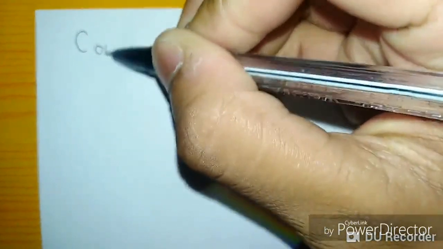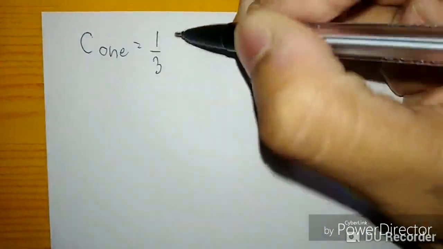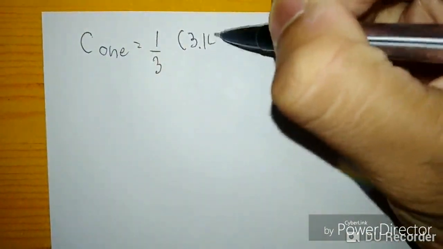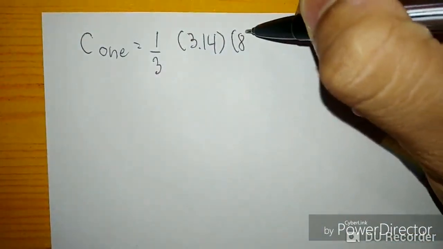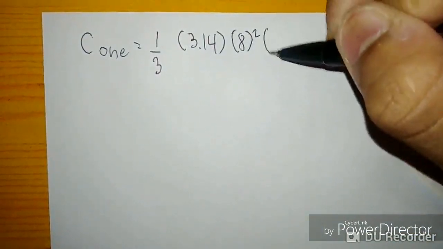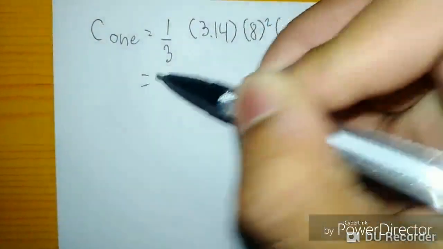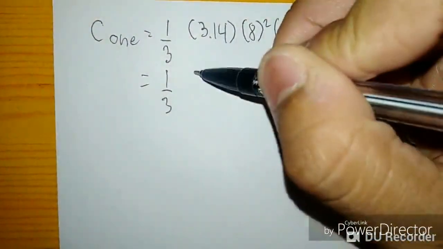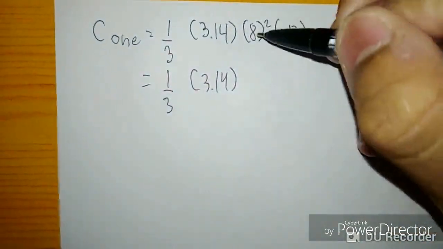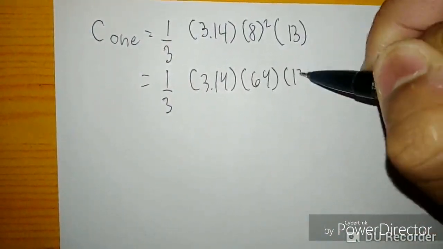So let's substitute the values of the cone. So 1/3, and the value of pi is 3.14. R squared, the radius is 8 centimeters squared, and the height 13. Using PEMDAS, we'll first get the answer for the exponent. So let's get 8 squared, which is 64, multiplied to 13.